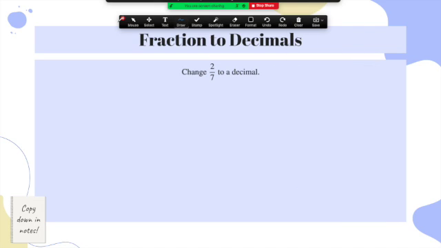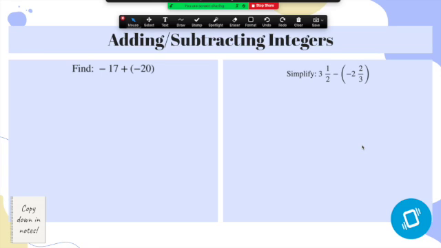Alright, let me clear this. And let's continue on. So right here, we're asked to add and subtract integers. For the first one, try this one on your own first. It's asked to find negative 17 plus negative 20. I'll give you a few minutes to try this out on your own first.